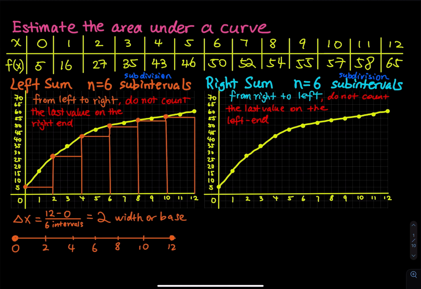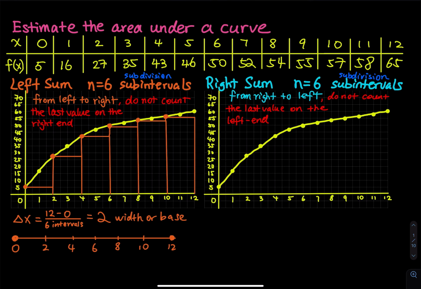Let's read this sentence one more time because that is way too important. We go from left to right, and do not count the last value on the right end. What is the last value on the right end? We go from 0 and then we make 2 steps at a time. The last value is 12. We do not count the 12 because if you consider when x equals 12, yes, that is a point. But if you extend 2 units to the right, from left to right, there is nothing on the right hand side of 12 because the domain is from 0 to 12. That's why for the left sum, we do not count the 12.